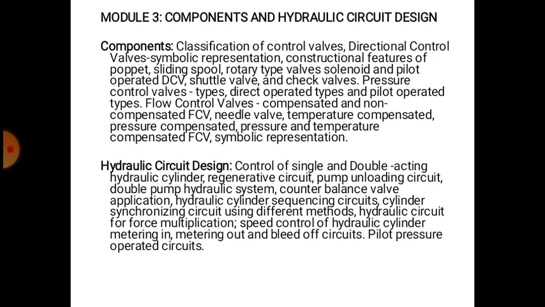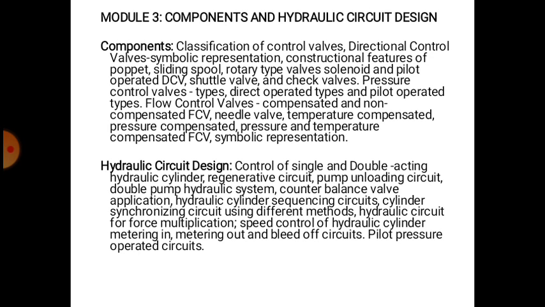In the third module we are going to study the different types of valves which are used in hydraulic systems. Different types of direction control valves are used, like 2 by 2. 2 by 2 means 2 positions and 2 ports. 4 by 2 means 4 ports and 2 positions. 4 by 3 direction control valve means 4 ports are there and 3 positions are there.